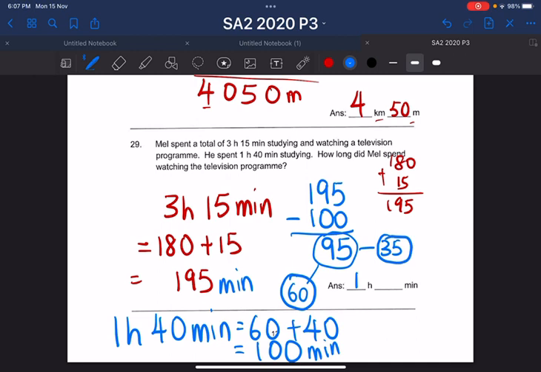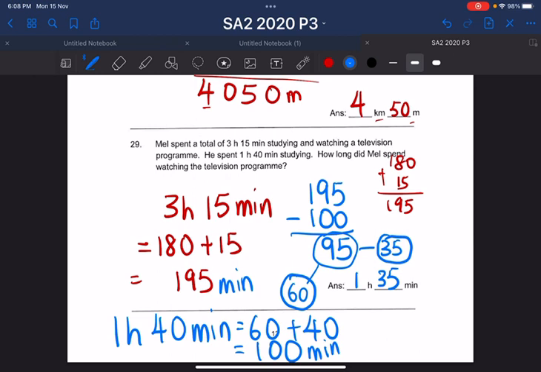Right? 60 is 1 hour, right? 1 hour is 60 minutes. Then, after taking out the 60, you still have got 35 minutes left. So that must be the answer. 1 hour, 35 minutes. Alright.